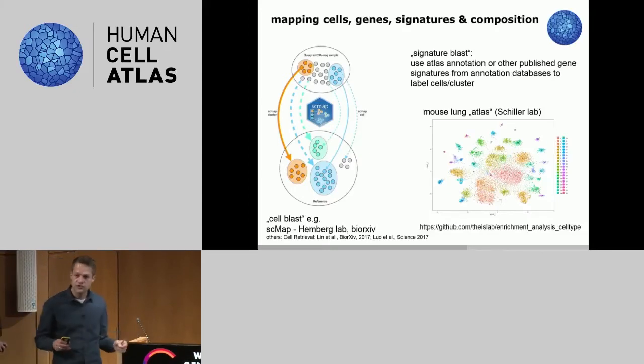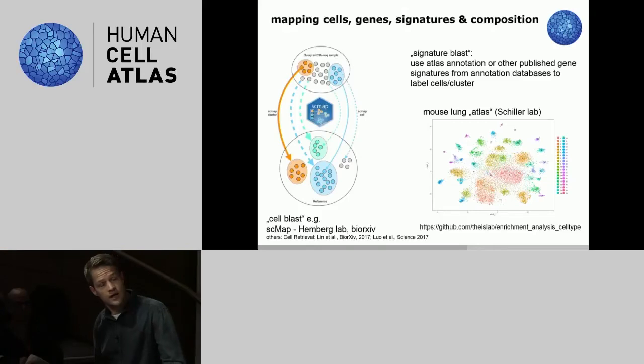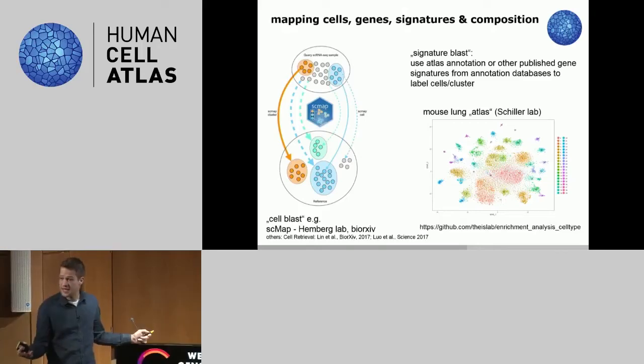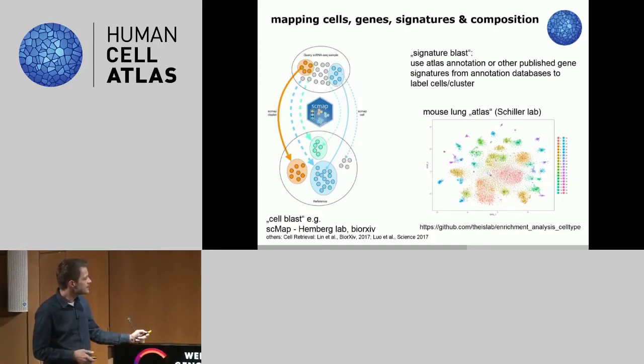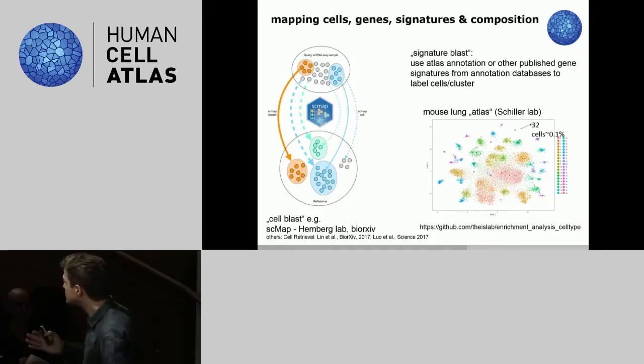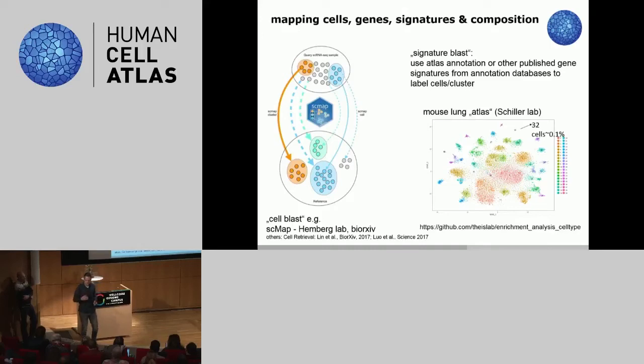Another idea is to not only do a cell blast, but some type of signature blast. So in order to use the atlas, you just take some annotation either from some existing database or from a reference set. And this is just a very brief example for a mouse atlas. We had 11 mice. We tried to look into some subclusters, and in this case, for example, we had one with only 32 cells, so on average per mouse, just 2 or 3 cells.